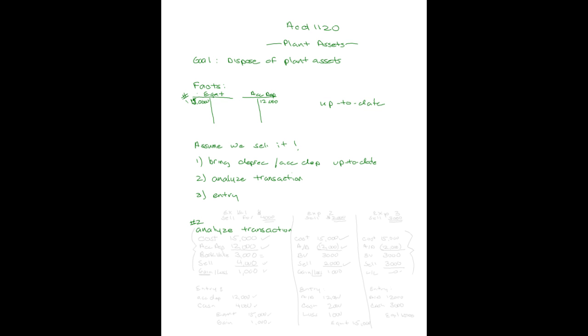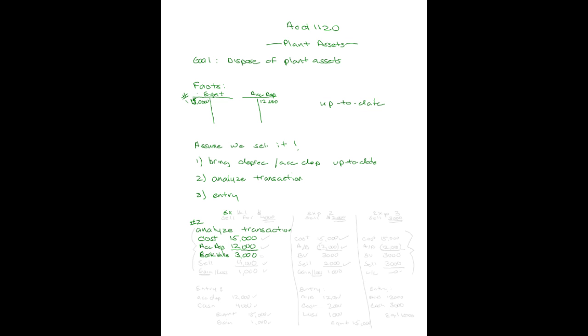I always like to start with seeing where I am. I have the cost of this asset, and it's $15,000. Accumulated depreciation to date is $12,000. So my book value of this asset is $3,000. What does that mean? It means I paid $15,000 for this asset. I have written off $12,000 to date, and I have $3,000 left to write off.